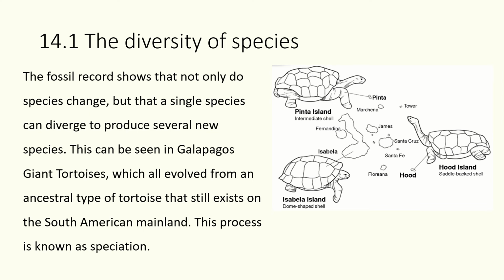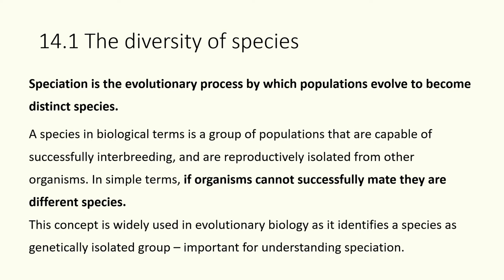Now, each of these shell types are going to be as a result of selective pressures on these respective islands. For example, you'll see that the Hood Island species has quite a long neck, and that saddleback shell allows it to extend its neck up and reach food that is higher up. So that's an adaptation there, thanks to natural selection. So when we have a single species like this evolving into multiple species, that's a process known as speciation, and that is our macroevolution. So speciation is the evolutionary process by which populations evolve to become distinct species.